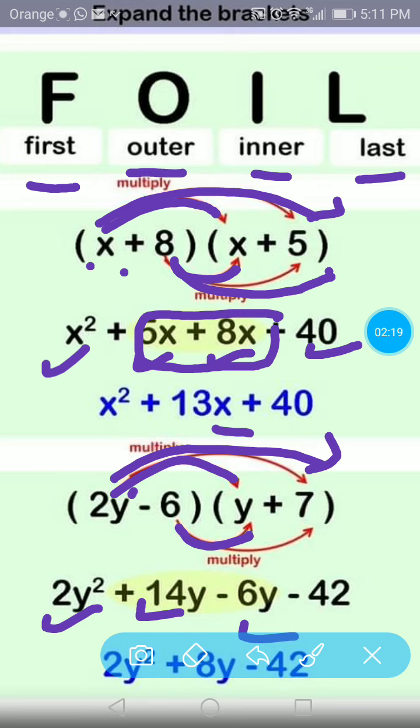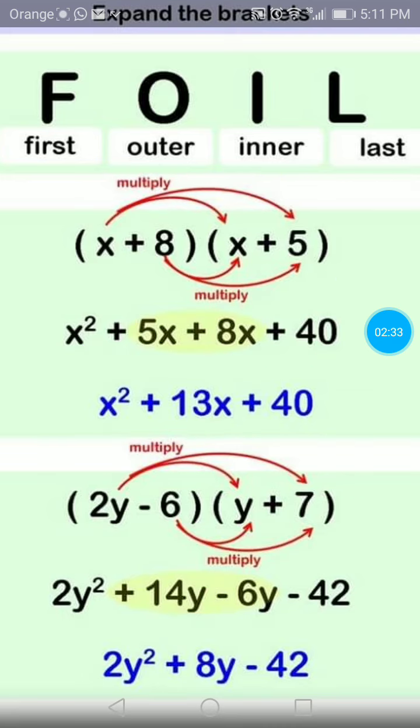Finally, the last with the last, of course, which is what? Yes, negative 6 times 7, which is negative 42. Okay, what will be the answer? Again, add the like terms, which are 14y minus 6y, which is 8y. So my final answer will be 2y squared plus 8y minus 42. That's it.